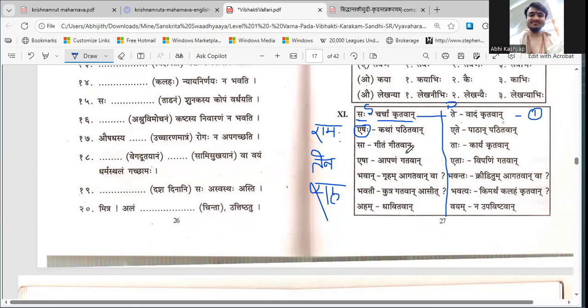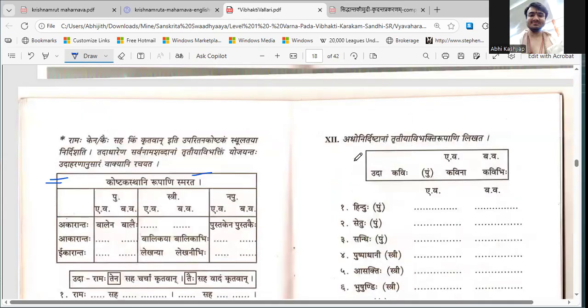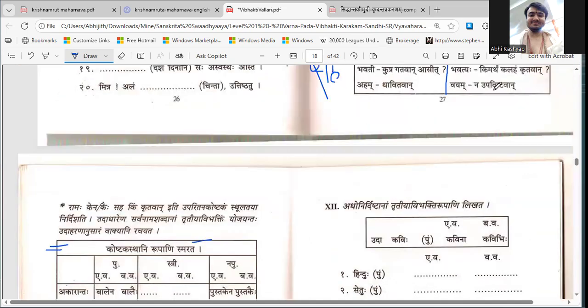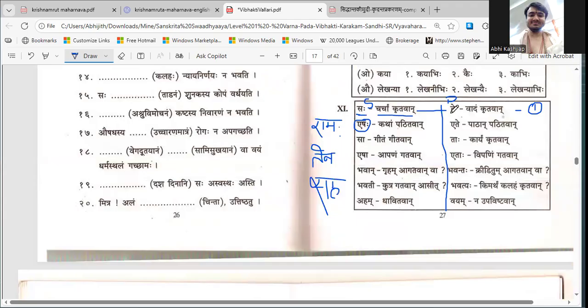Then again, taihi saha. They have not used Rama again because it's a continuation. Taihi saha, converting this into Tritiya Vibhakti. Te taihi saha vadam kritavan. In the same way, Ramaha etena saha katham pathitavan. Etaihi saha pathan pathitavan.